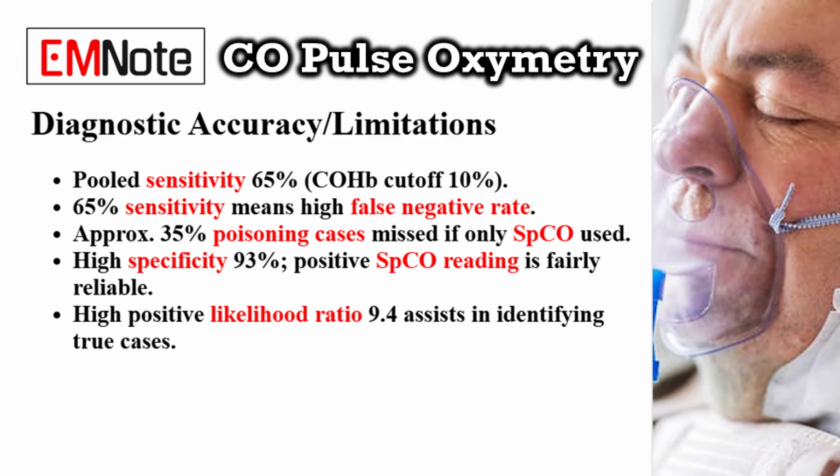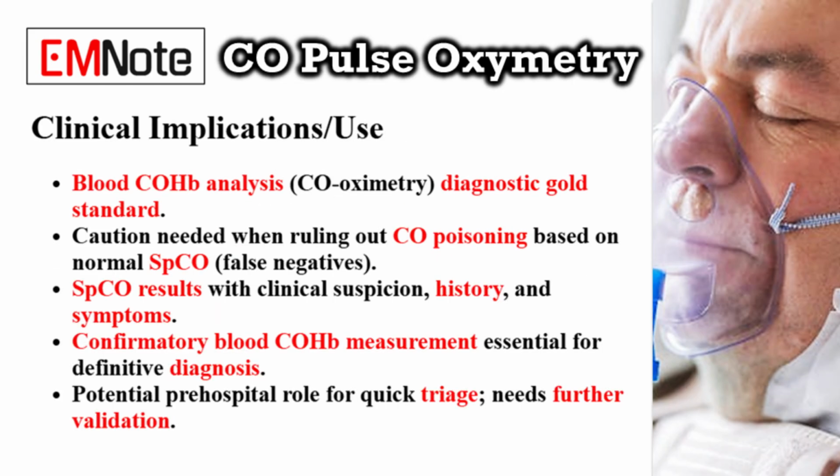In summary, pulse CO oximetry possesses moderate specificity but insufficient sensitivity for acute carbon monoxide poisoning diagnosis, thus limiting its clinical utility as a standalone screening tool. Blood COHb testing remains the cornerstone for confirmation.